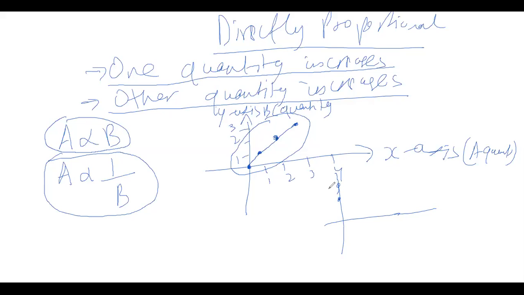Directly proportional is a specific type of change: if one quantity increases by the same amount, the other quantity also increases by that same amount, and the increase is constant. Got it? Is it clear?